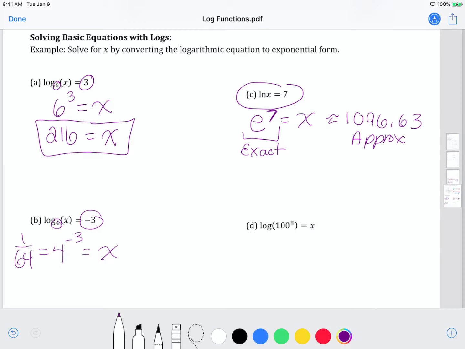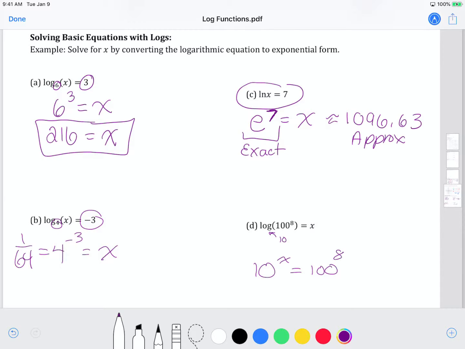Okay, and then the last problem, part D, my base is 10, even though it's not written in there, because it's log with nothing there, I know my base is 10. So I'm going to have 10 to the power of x is equal to 100 to the 8th. Now, this is a little bit more work in order to figure out what x is.